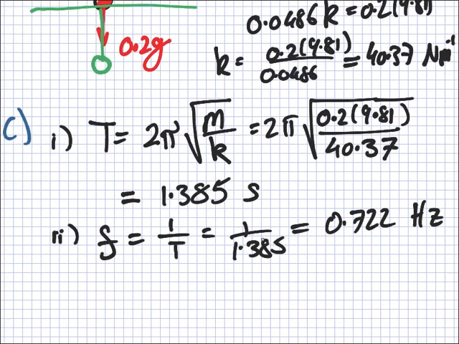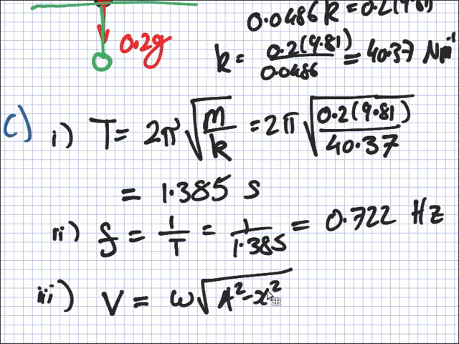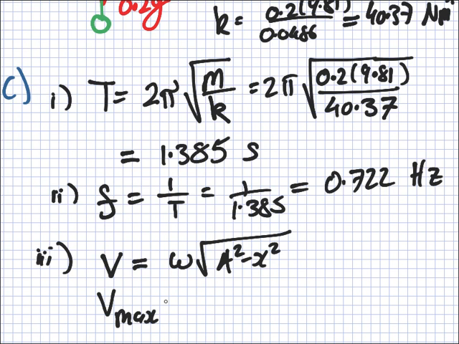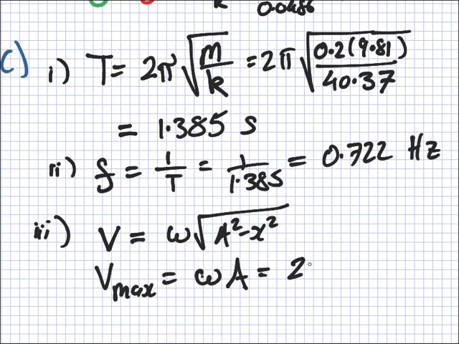Okay, part 3. What's the maximum velocity? So does anyone remember the formula for simple harmonic motion velocity? It's v equals omega square root of a squared minus x squared. But we want the maximum velocity, omega a. Do we have omega? We don't. But what's the formula for omega? You could use the 2 pi over T, because T is 2 pi over omega. So omega is 2 pi over T.